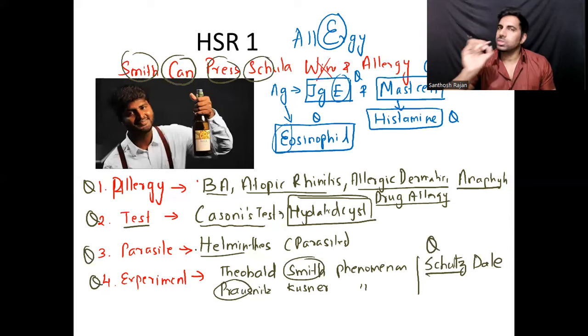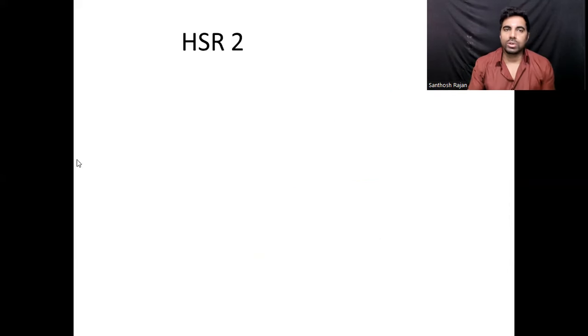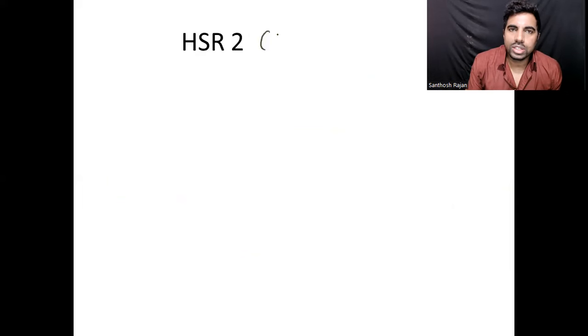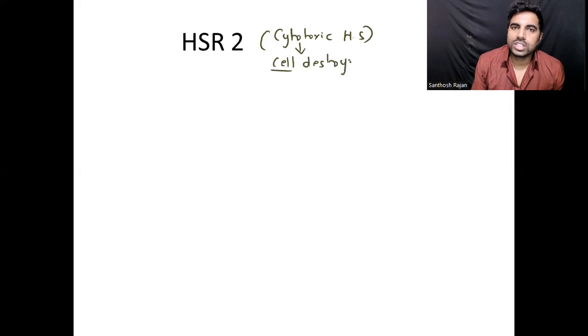Any word allergy comes type 1. Okay, right. Now type 2. Type 2, again, I told you, the one important thing is that it is a cytotoxic hypersensitivity reaction. Cytotoxic means what? Cyto means a cell, the cell gets destroyed. Okay, the cell gets destroyed.